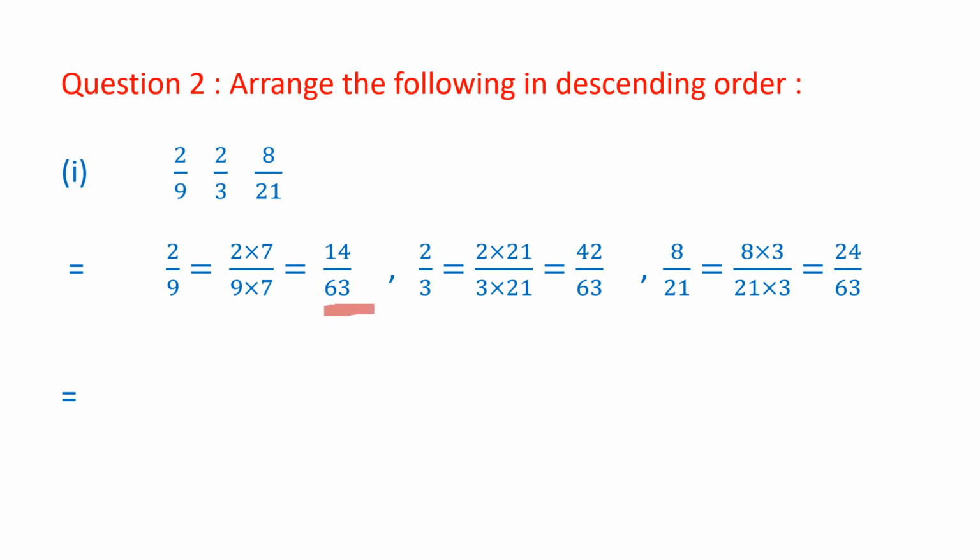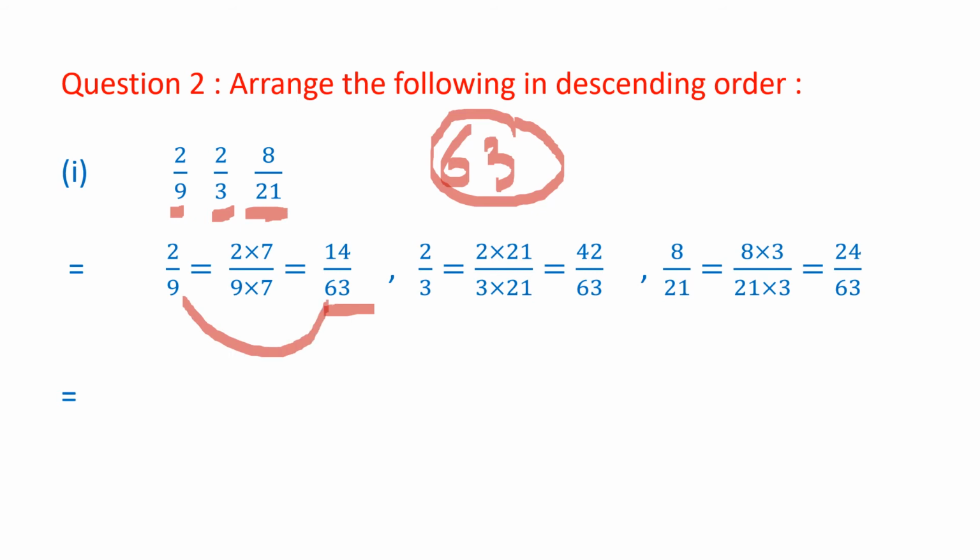Now, in order to convert all the denominators, we have to convert this 9 into 63, this 3 also to 63, and this 21 also to 63, because 63 is the LCM, right? So in order to convert it into LCM 63, what should we do? In order to convert 9 into 63, what should you do? You should multiply 9 by 7, right? 9 into 7 is 63.